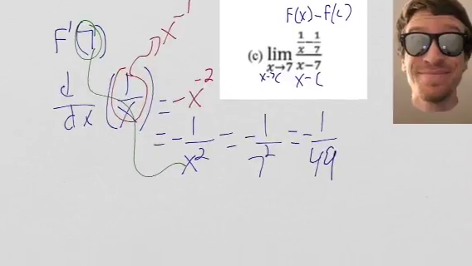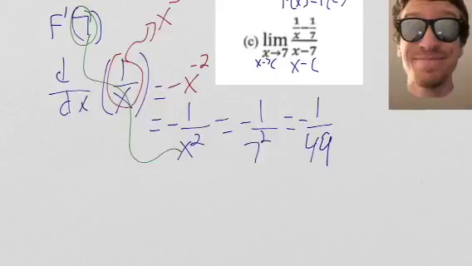Okay. The other thing we can do is we can do L'Hopital's rule, which is essentially going to be the same thing. So we can't take this limit right now, because if we plug in 7, we're going to get 1/7 minus 1/7 over 7 minus 7, which is 0 over 0, which is indeterminate. So what we can do is we can do the derivative of the top and then the derivative of the bottom, and that will be equal to the limit we seek.